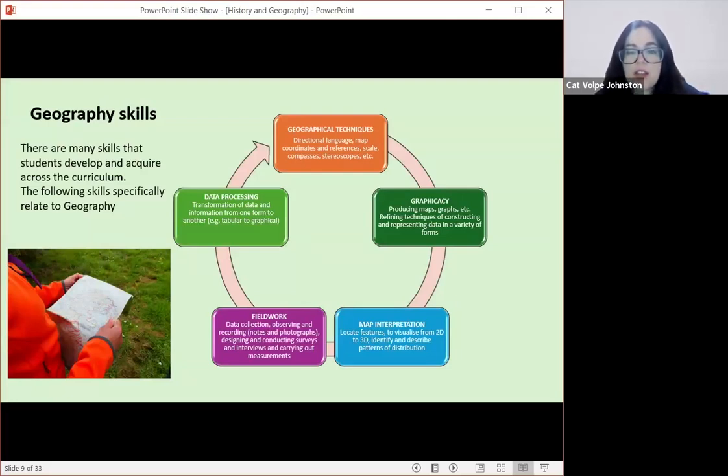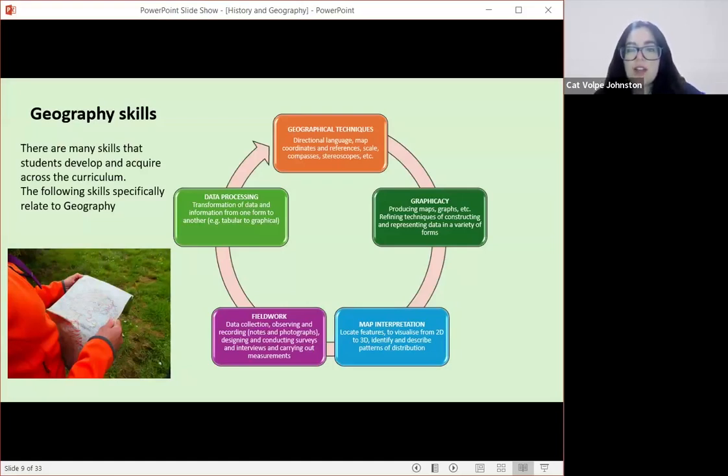Data processing is transforming data and information from one form into another. Students may have counted how many plastic bottles and how many elastic bands they found on the beach, and they will put this tabulation into a graph. So moving one form of information and data into another form is one of the skills that students are involved in.